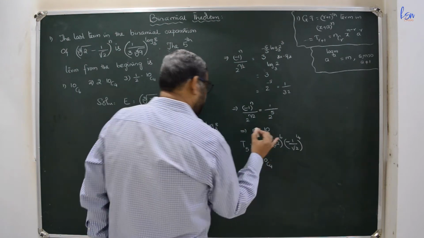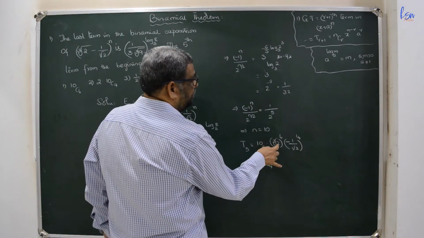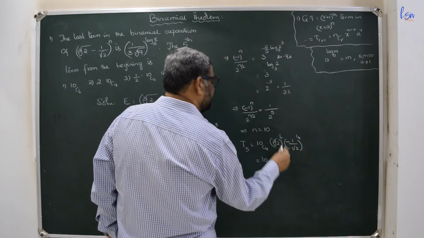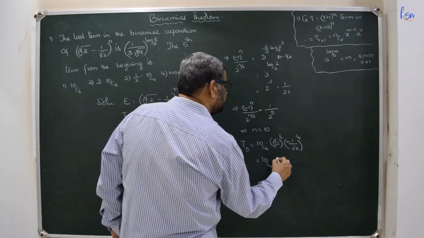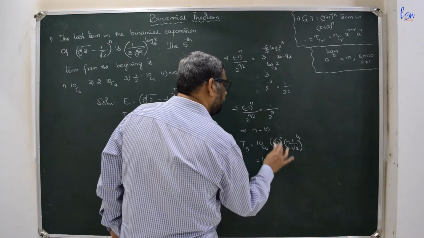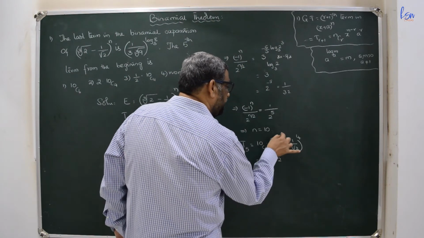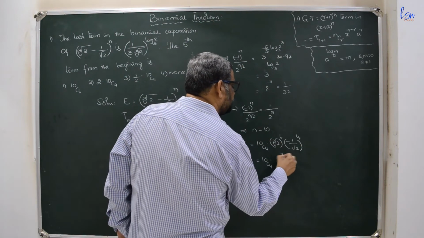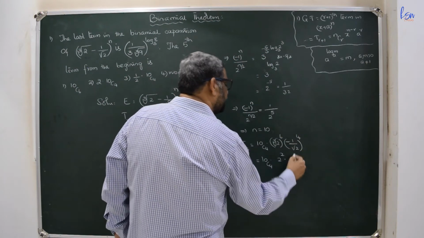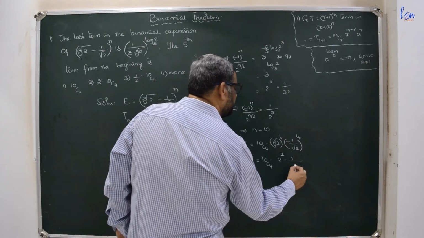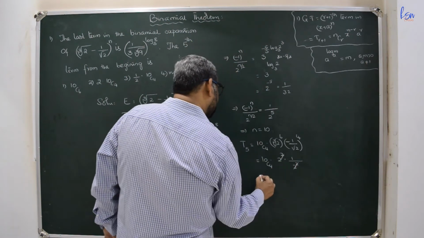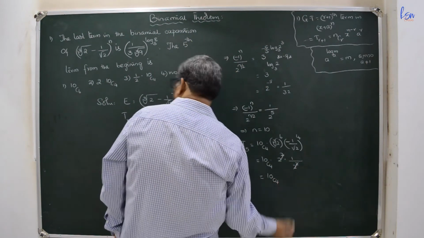10C4 into, this is 2 to the power 1 by 3 whole square, the whole power 6. That means 2 to the power of 1 by 3 whole power 6. That is 6 by 3, 2 square. Into minus 1 power 4, that is 1 by root 2 whole power 2 square. This will be cancelled. The resultant is 10C4.